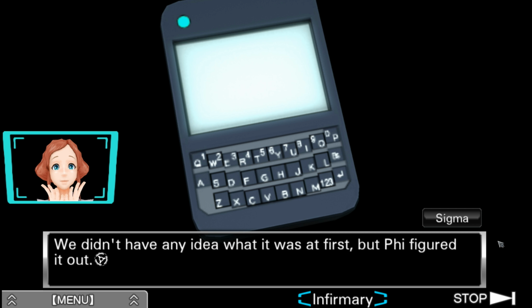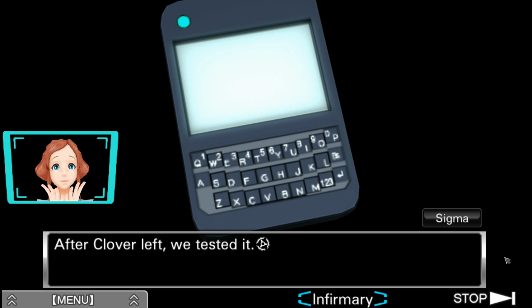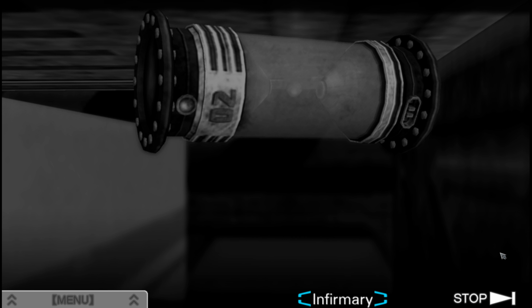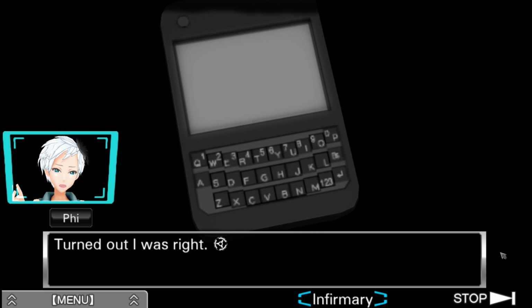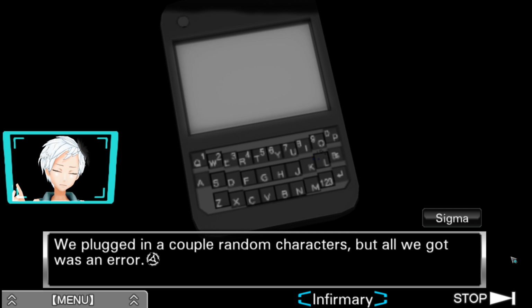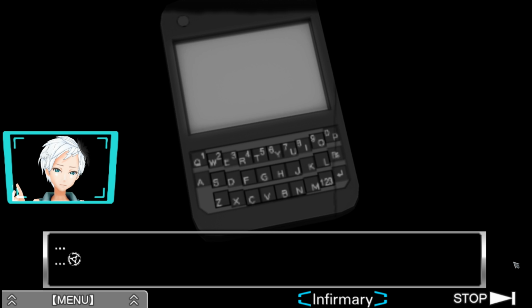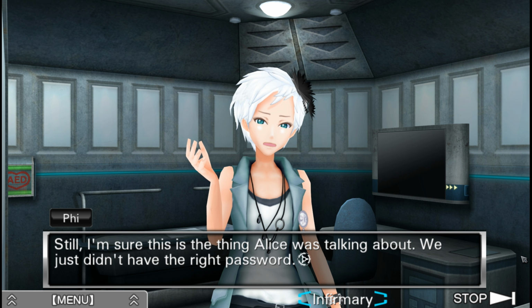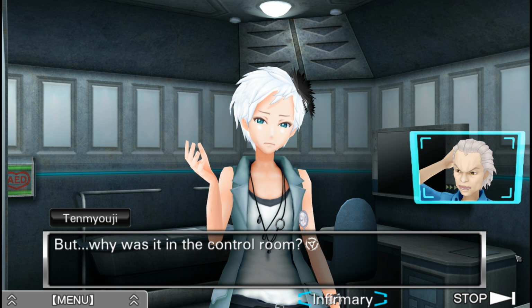Exactly. We didn't have any idea what it was at first, but Phi figured it out. After Clover left, we tested it. Turned out I was right. It fit perfectly. Couldn't get it to do anything, though. We plugged in a couple of random characters, but all we got was an error. Still, I'm sure this is the thing Alice was talking about. We just didn't have the right password. How are we going to find the password? But why was it in the control room?